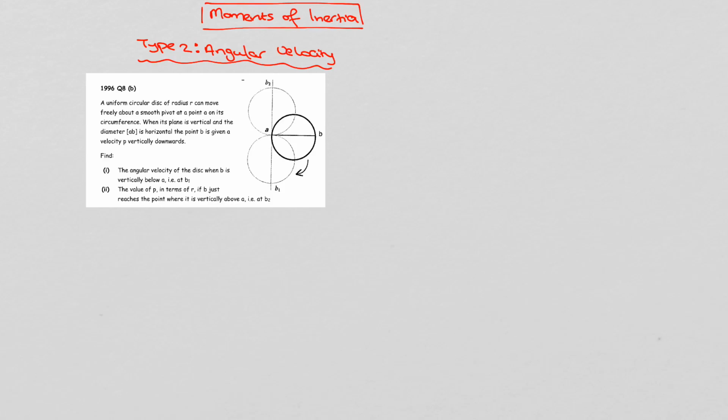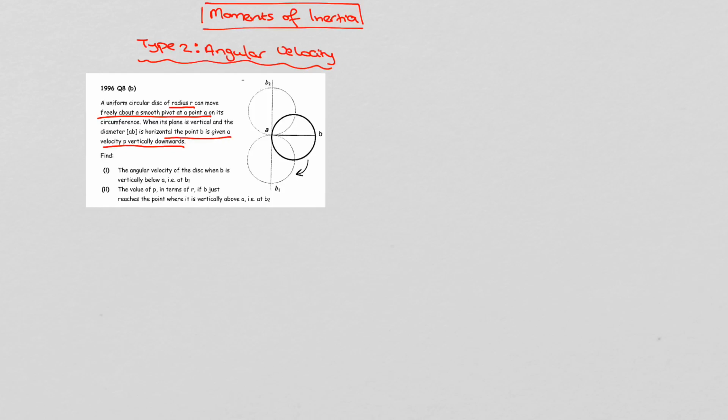Moments of inertia, type 2, angular velocity. So in 1996 we had a uniform circular disk, and it can move freely about a smooth pivot at a point A on its circumference. When its plane is vertical and the diameter AB is horizontal, the point B is given a velocity P vertically downwards. Okay, so it's not starting from rest.